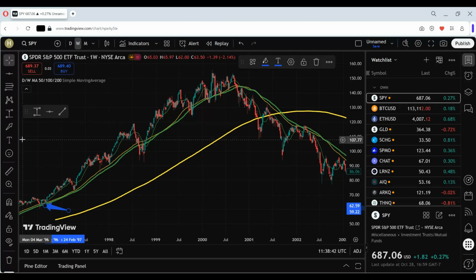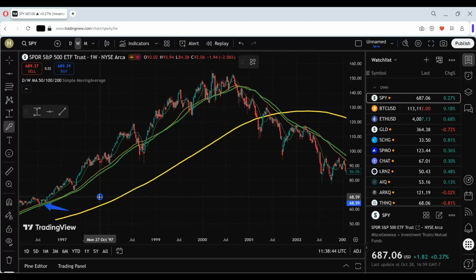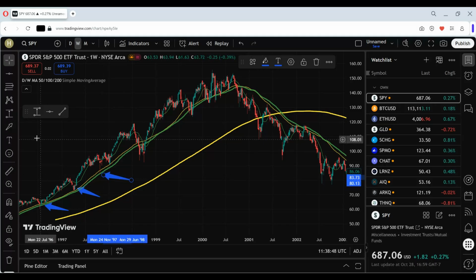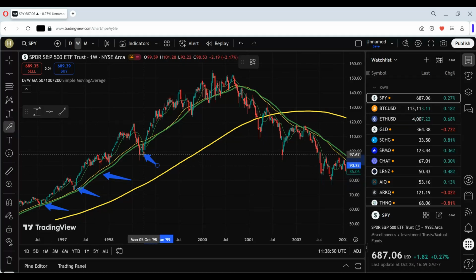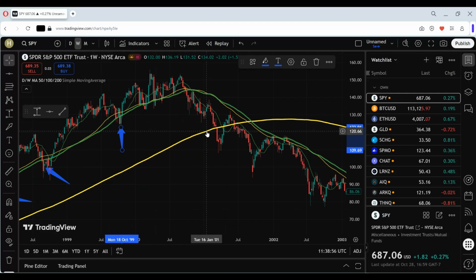The thick green, the 50-week. This is the main one I use. Held it here. Held it here. Didn't hold it here. A scary time in 98. But we held it here. So that's kind of what I look for. I don't get scared until we go below the thick green 50-week moving average.